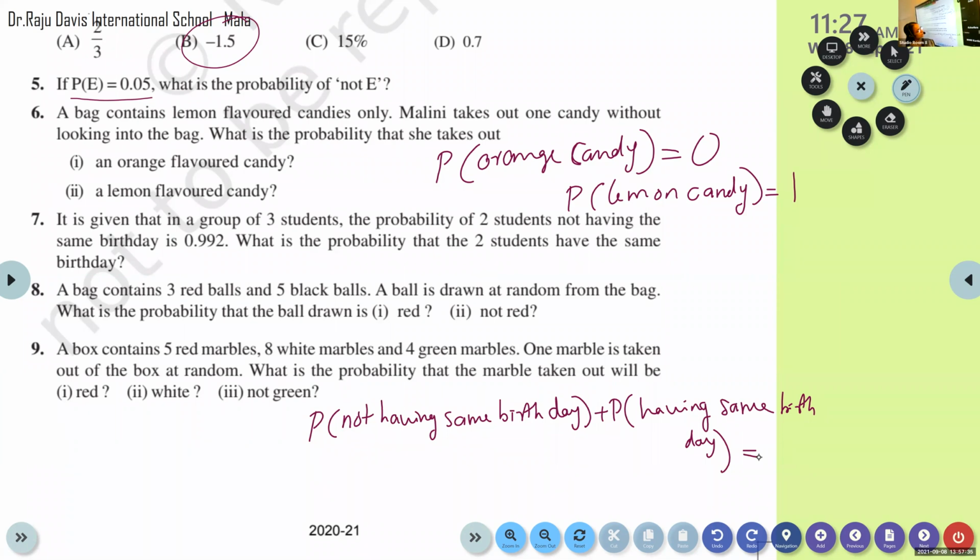Ma'am, the 8th one is homework? No, wait. We are discussing the 7th one. I will tell you later.